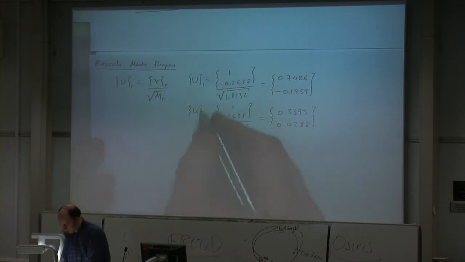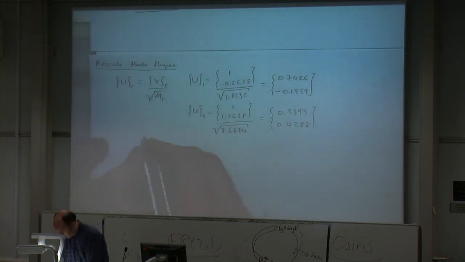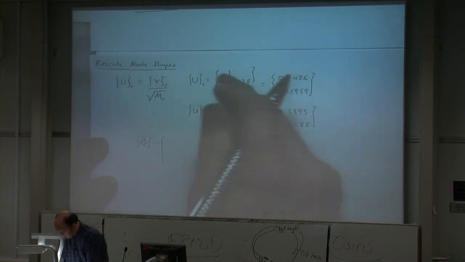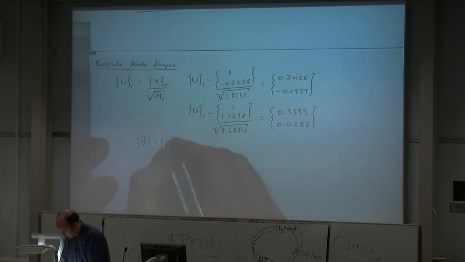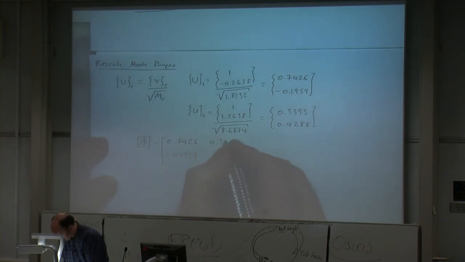And so from these two mode shapes we can work out what phi is. It is basically U1 and U2 next to each other. So we have the four values in this matrix: 0.7426, minus 0.1959, 0.3393, and 0.4288.